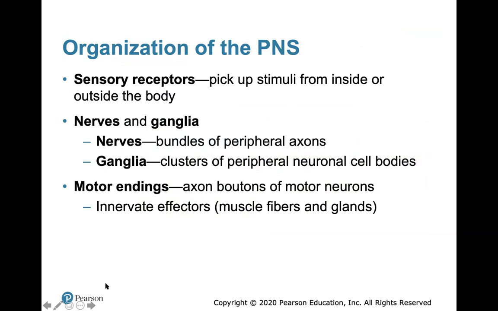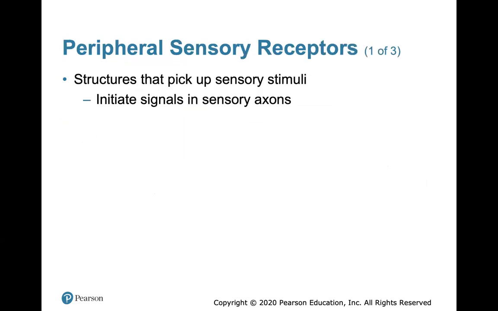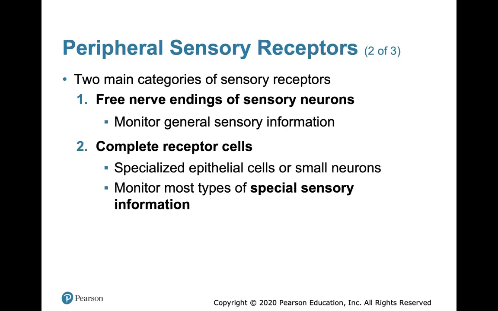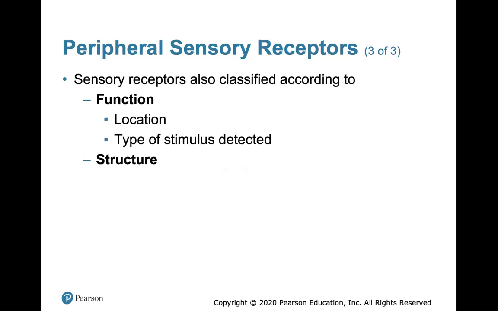So sensory receptors will pick up stimuli from the inside or outside of the body. Nerves and ganglia. Nerves are bundles of peripheral axons, and ganglia are clusters of peripheral neuronal cell bodies. Motor endings are axon boutons of motor neurons or endings which innervate effectors like muscle fibers and glands. So the structures that pick up sensory stimuli will initiate a signal in a sensory axon. And there's two main categories of sensory receptors: free nerve endings or complete receptor cells.